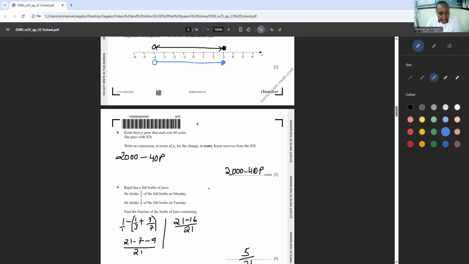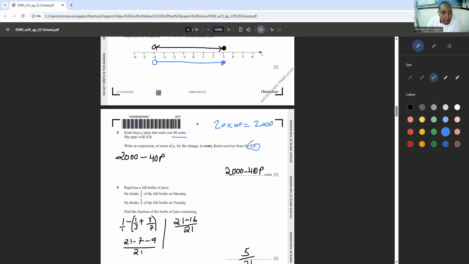Okay, very good. Okay, the question is, Kemi buys P pens that each cost 40 cents and she pays $20. Write an expression in terms of P for the change in cents Kemi receives from $20. Okay, now they're talking about cents, and we know that to convert dollars to cents, we have to multiply by 100. So I'll start by getting my $20 multiplied by 100 to get the cents, right? Is that okay for everyone? So I'll get 2,000 cents.